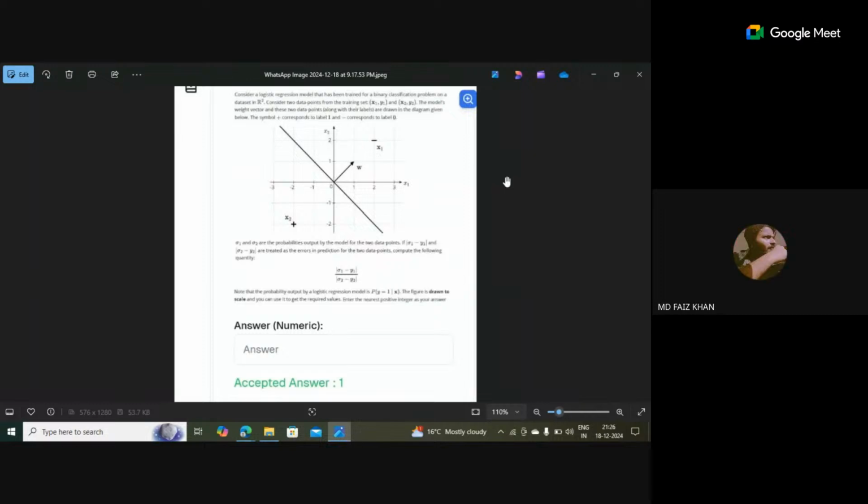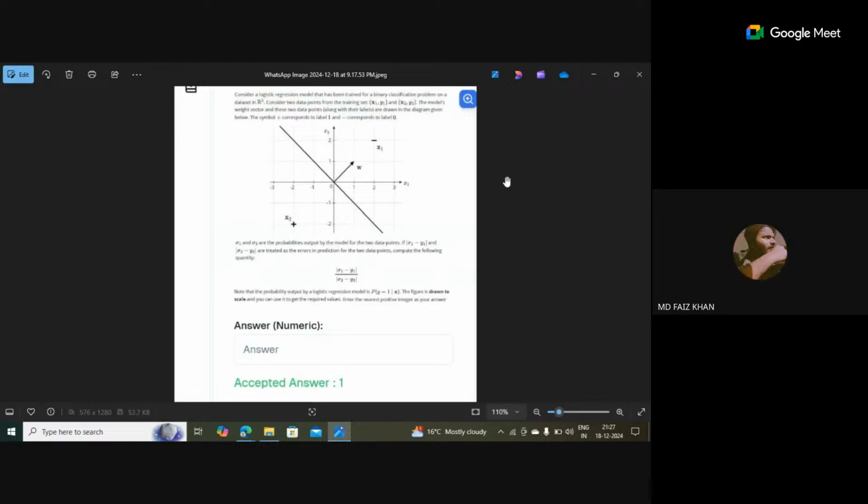You have the w vector, you have given the x1 and x2. So from that you can get the sigma i value, right? And from the figure you can also get the true label for the data point. It is already given.